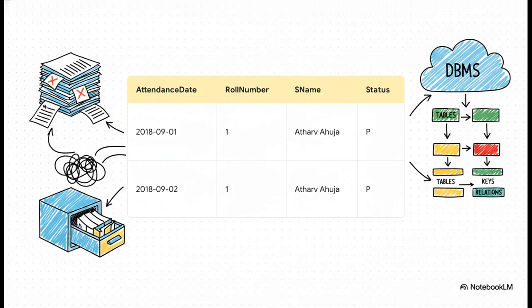And it gets worse. Look at the attendance file. For every single day, we're writing the student's name again and again. Atharv Ahuja, Atharv Ahuja, Atharv Ahuja. Now imagine doing that for all 200 school days. So much repetition. This is not smart work.